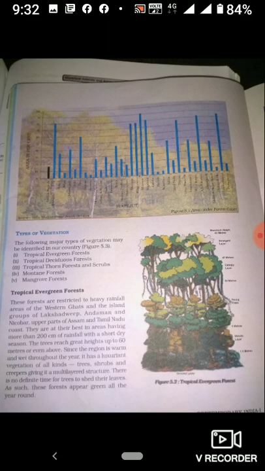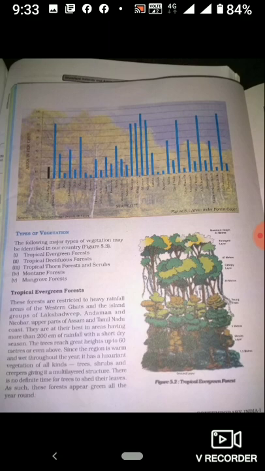In these forests, the common animals that we find are lion, tiger, pig, deer, elephant, a huge variety of birds, lizards, snakes, tortoise, etc. Now, the third type of forest that we find in India is thorny forest.